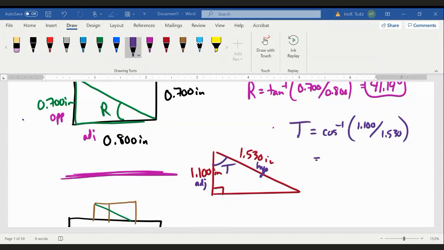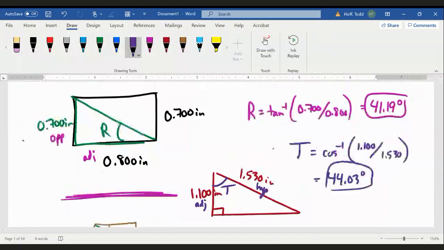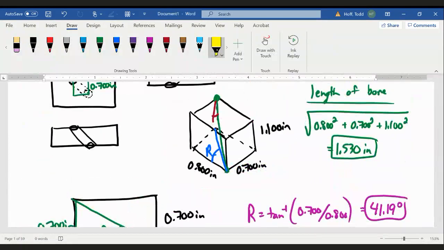So 44.03 degrees. Now, when I look at these angles, I want to first ask myself, do they make sense? If I go back to this original box that I drew, these dimensions are all pretty close to the same size, especially the 0.8 and the 0.7. So it makes sense that this angle of rotation is going to be really close to 45 degrees, because a 45-degree triangle would have the two legs the same.